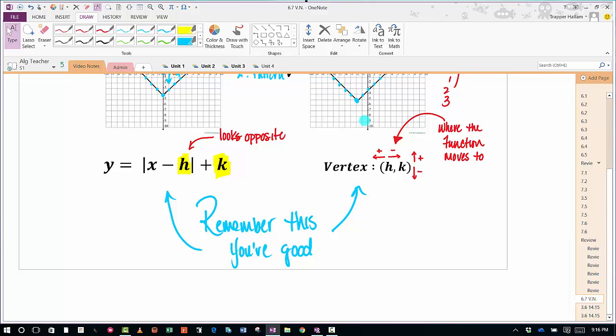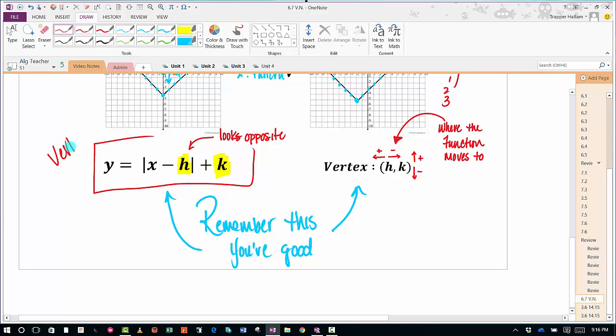So I'm going to end the notes here, but two things to remember. One, what this looks like. This is your vertex form. So remember vertex form, right? Remember that's a negative there. Remember it's supposed to look opposite. And remember what the two values do.